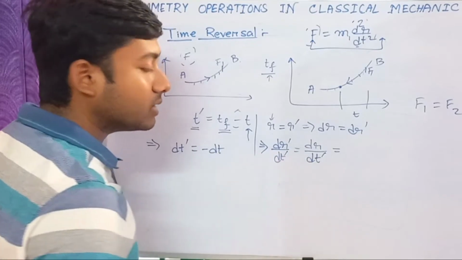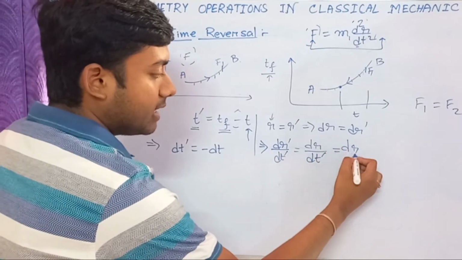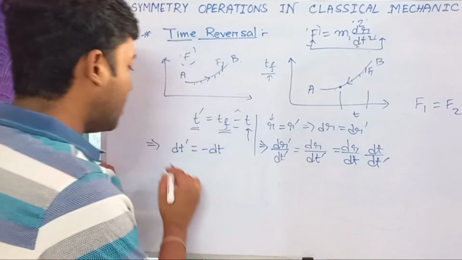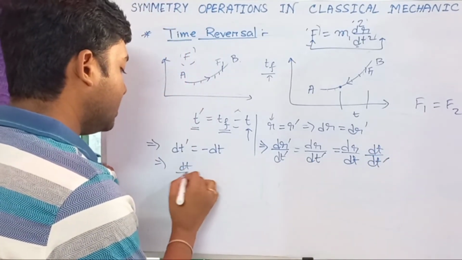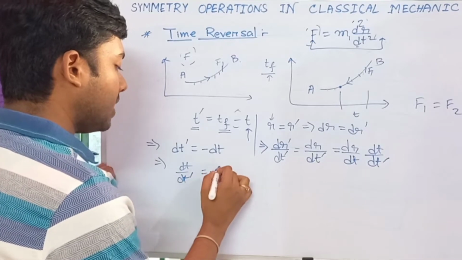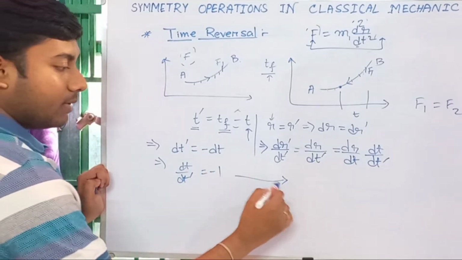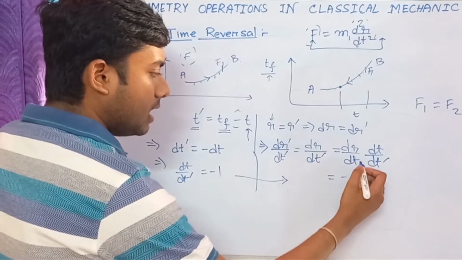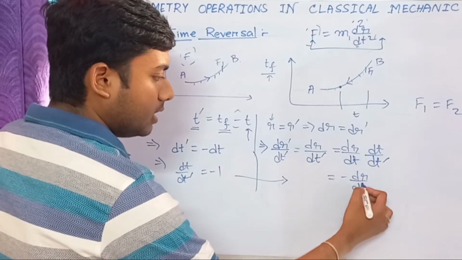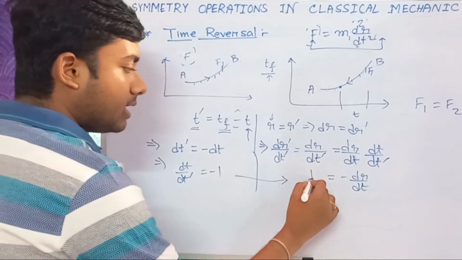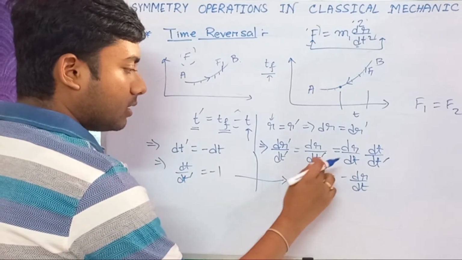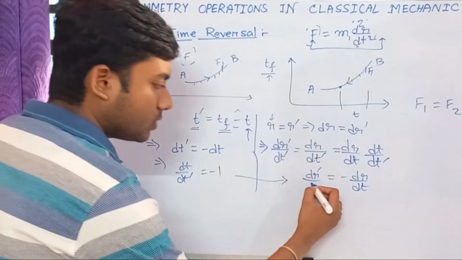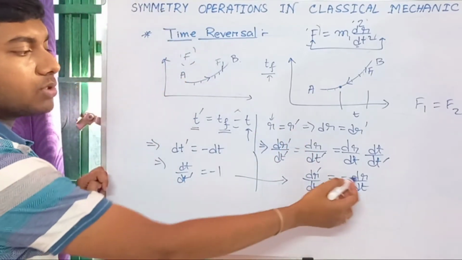Now use the chain rule. This can be written as dr over dt times dt over dt dash. Now from here you can write dt over dt dash is equal to -1. So put it here, then you will get minus dr over dt. Here dr dash, I'm just denoting the magnitude, okay, not the vector. So dr dash over dt dash is equal to minus dr over dt.